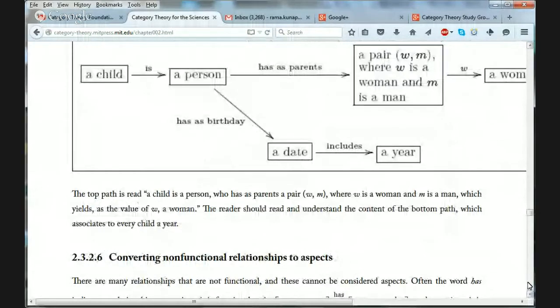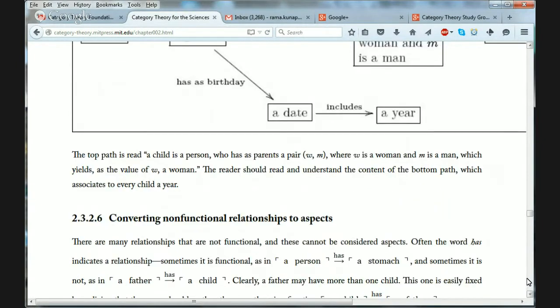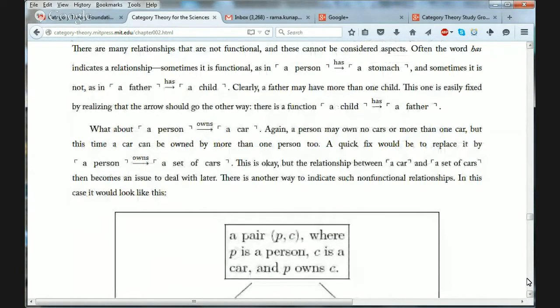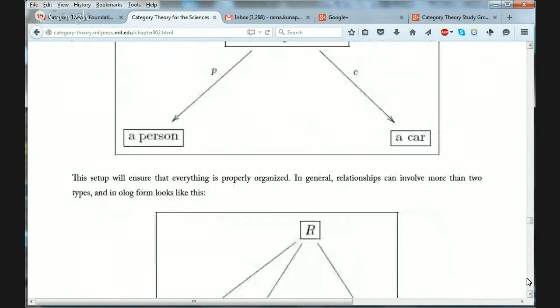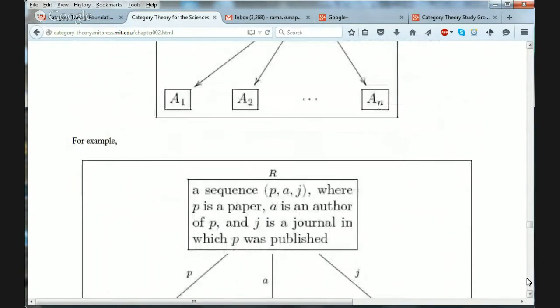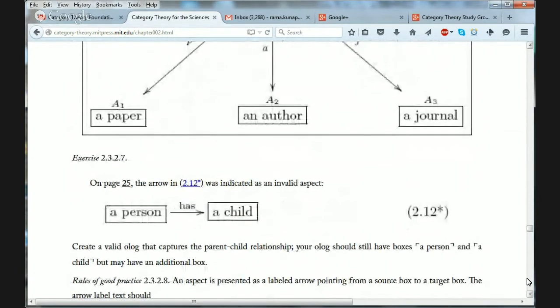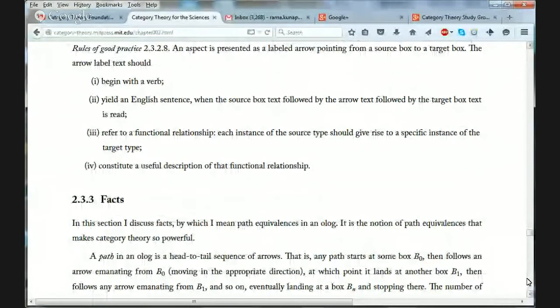So you can have multiple more complicated diagrams. A child is a person, has as parents a pair (W, M), where W is a woman and M is a man. And a person has a birthday, a date that includes a year. Why is he doing that? It is to develop some sense of which diagrams really commute between these things, and to write some practices. So from practice we can take a statement and translate it into these diagrams using types and aspects, and get some facts together on that.